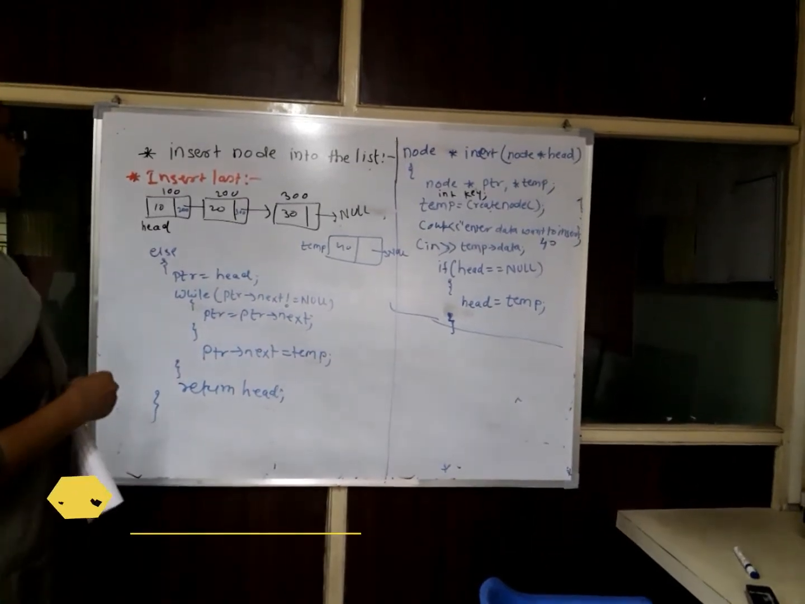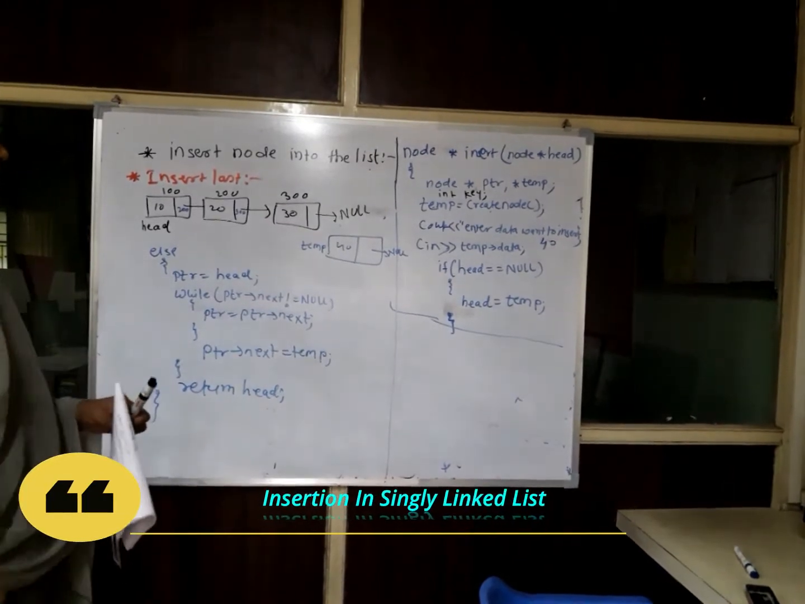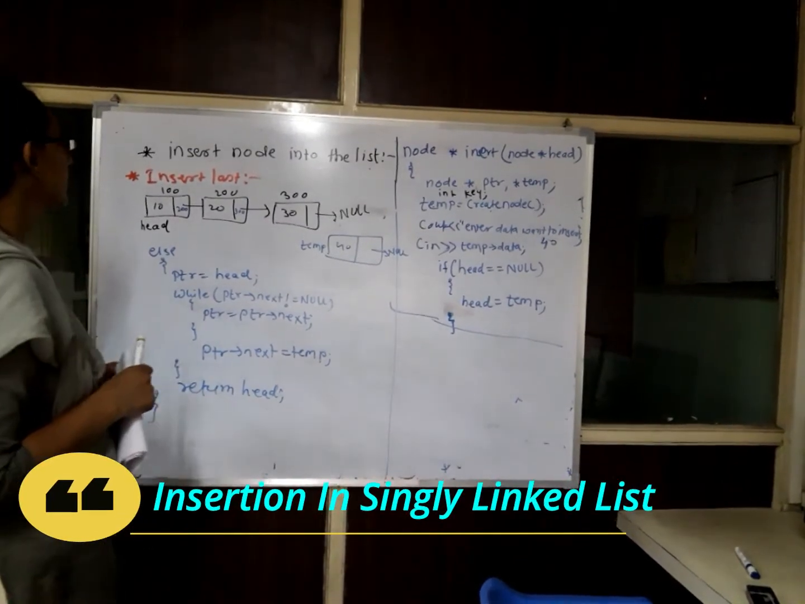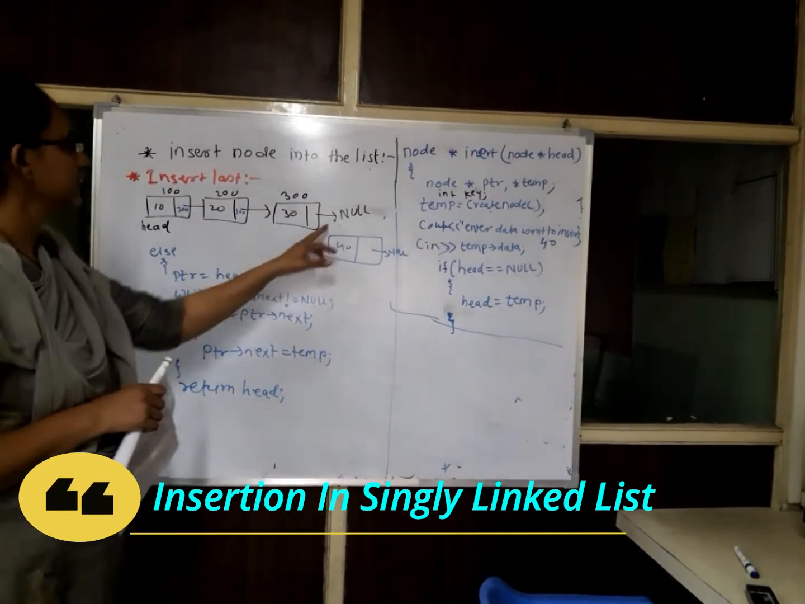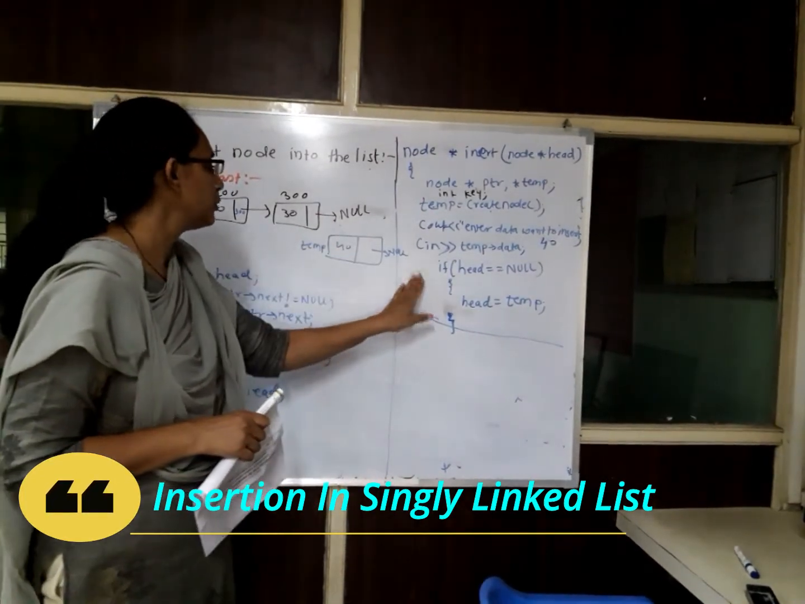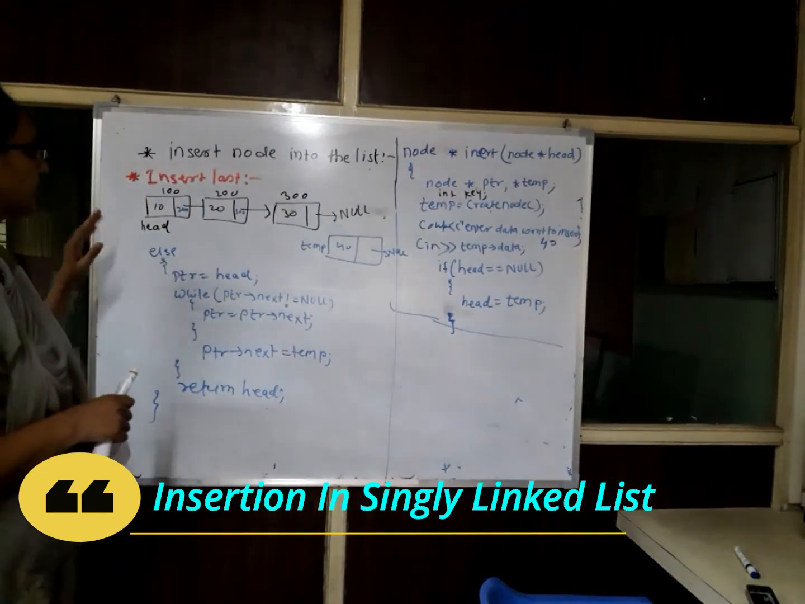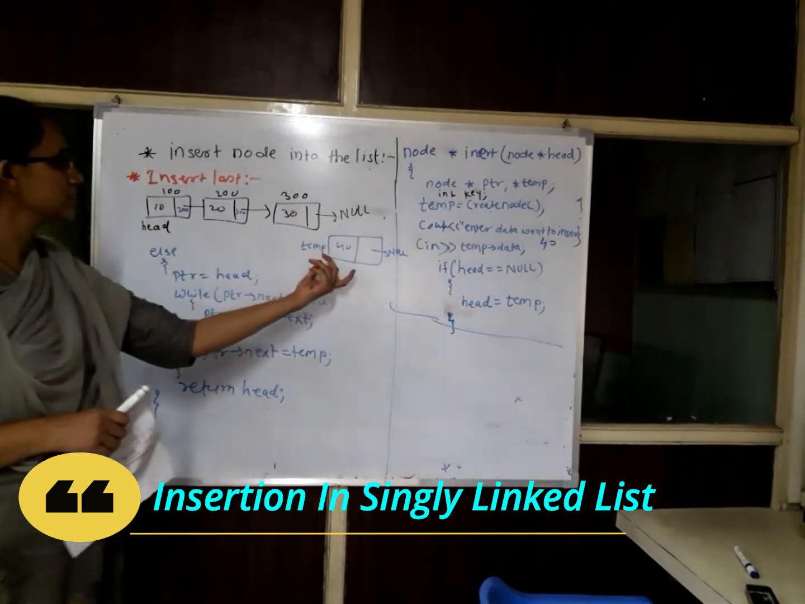Now, if you want to insert a newly created node at the end of the list, how can we add or insert it at the end of the list? This is the newly created node, created by using this code, and our head is not equal to null, so it goes in the else part.